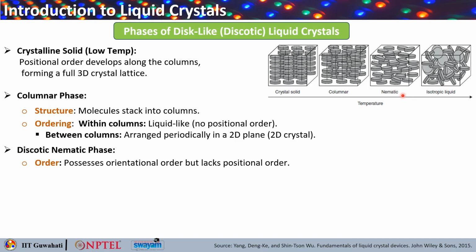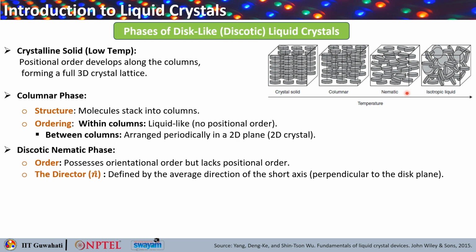Next we move to the nematic phase here. This is the discotic nematic phase. So, this also possesses orientational order. If you take the average of the directors, that is n cap coming out of the plane of each of the discs, you see there is no positional ordering, right. And when I say the director n cap, it is defined as the average direction of the short axis, which is perpendicular to the disc plane.